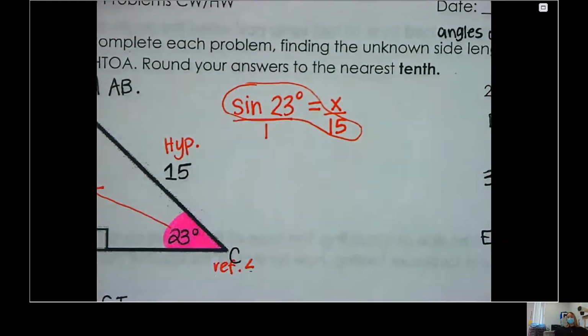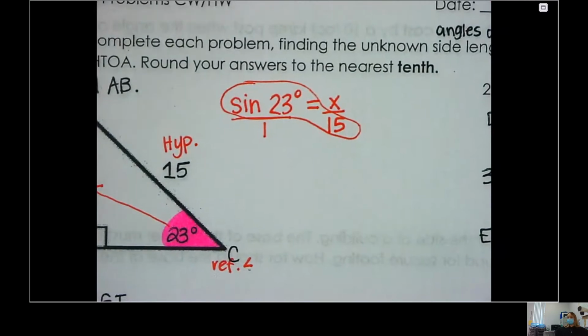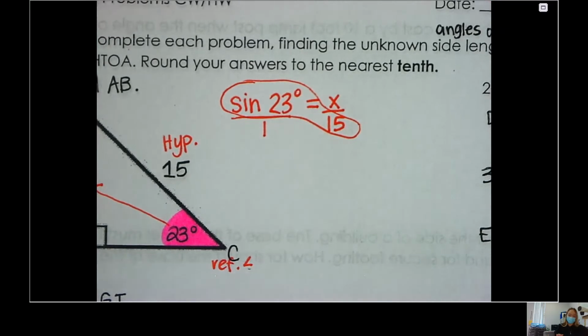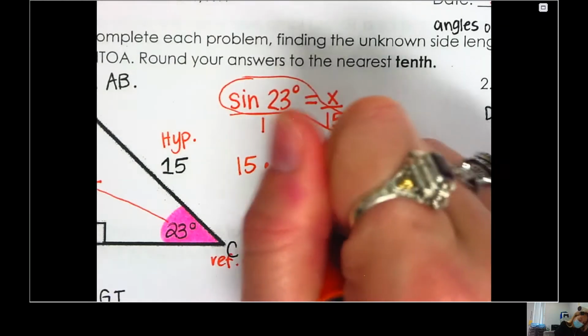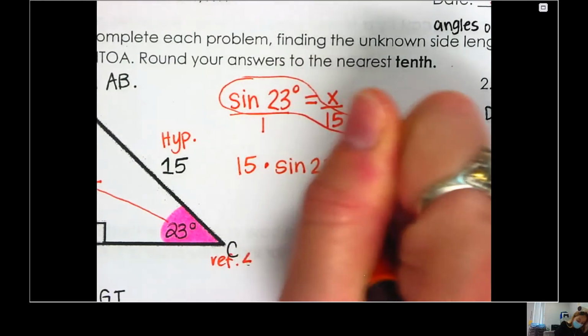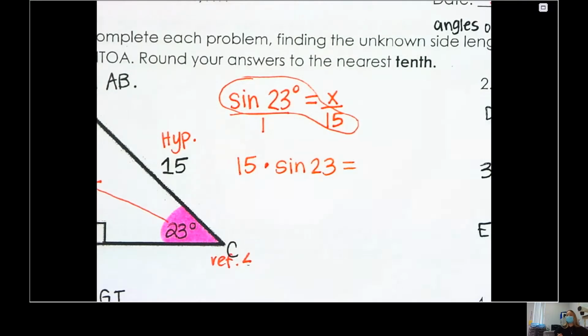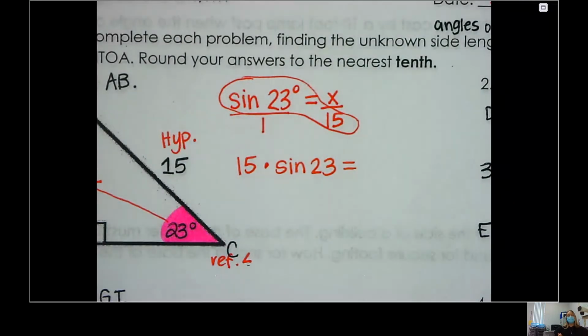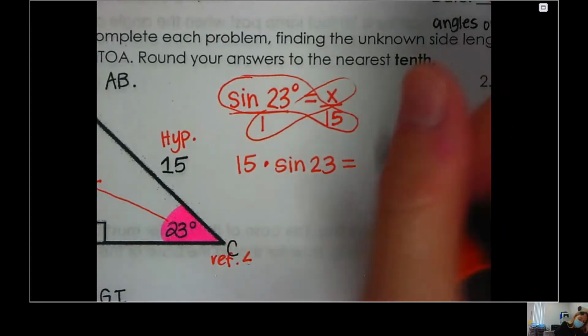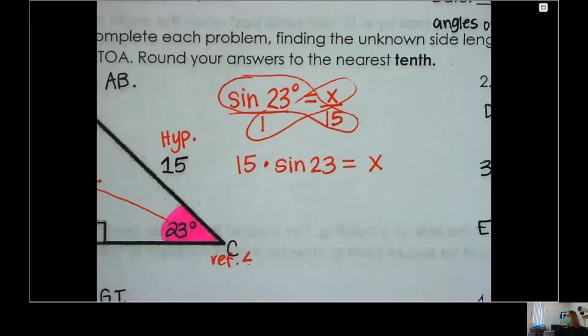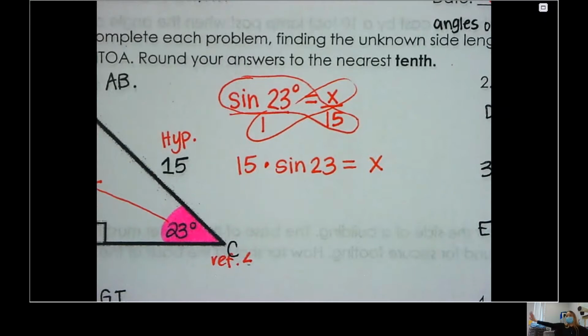What is 15 times the sine of 23? It's 15 times the sine of 23, right? I don't do anything with it. I'm going to put it in my calculator, but for now I'm just going to write it out. Equals, what's x times 1? X. Great. So now all I have to do is put this in my calculator, and my calculator will do the rest of the work for me.